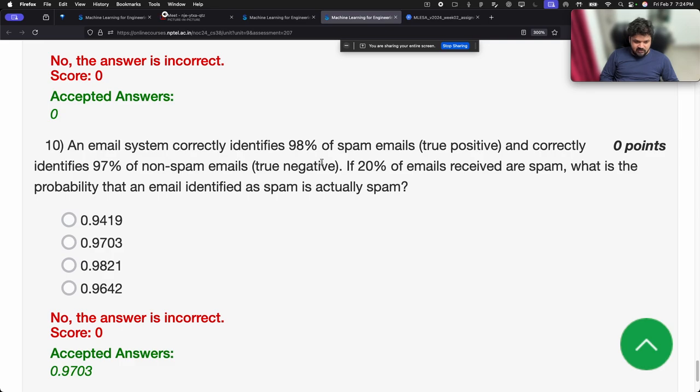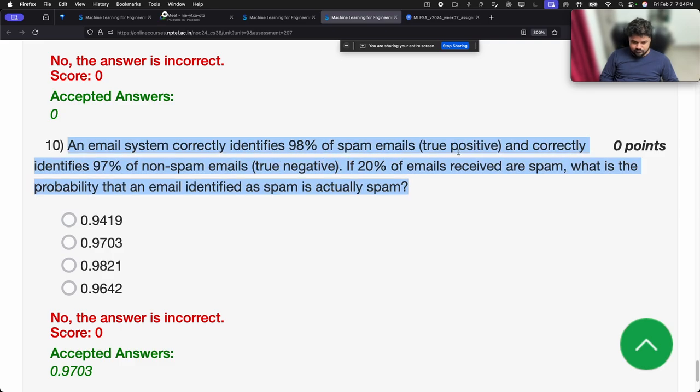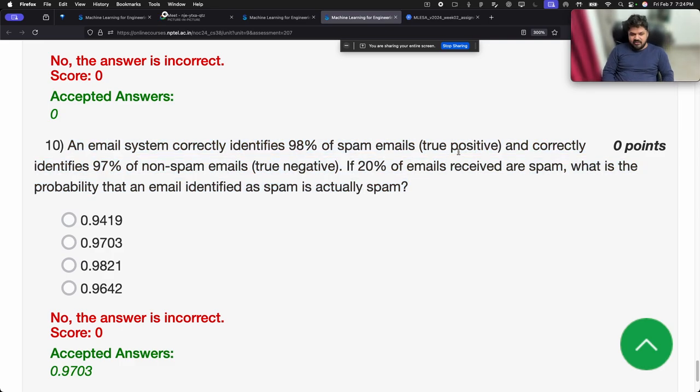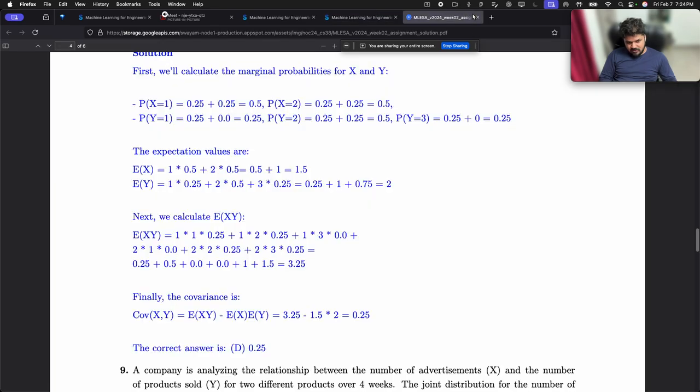And this one is nice. An email system correctly identifies 98% of spam emails as true positives, while correctly identifying 97% as true negatives. 20% are spam. What is the probability that an email identified as spam is actually spam? Let's see the solution directly.